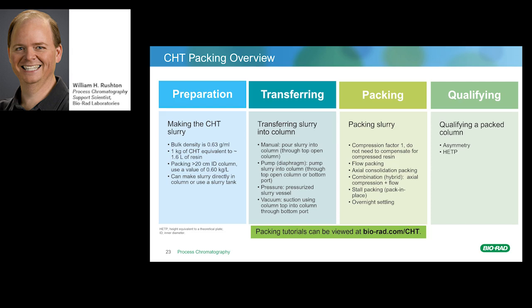You can do an axial consolidation where you're bringing the top adapter down to consolidate. You can do a combination, which is an axial compression flow method. That is the one we prefer because you're able to use the adapter to lower that headspace, but also pack at the same time, which will reduce some buffers. You can stall pack, and if you really want to, you can actually just put CHT in the column, let it settle overnight, and come back and finish the next day. It won't impact the packing. You then qualify with the standard method, salt tracer, to get your HETP and asymmetry.